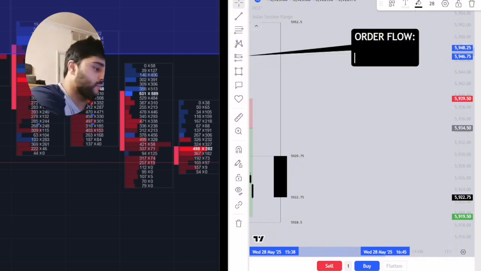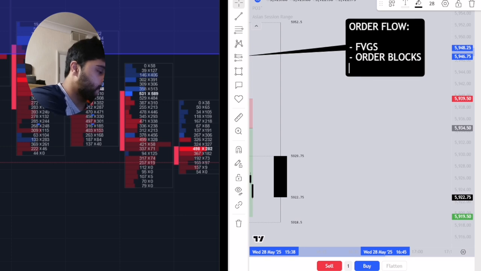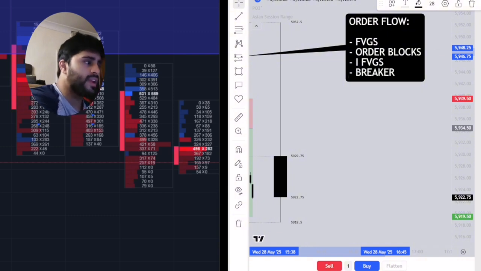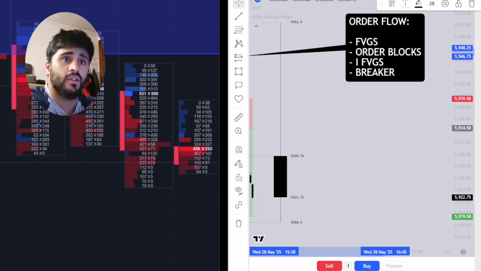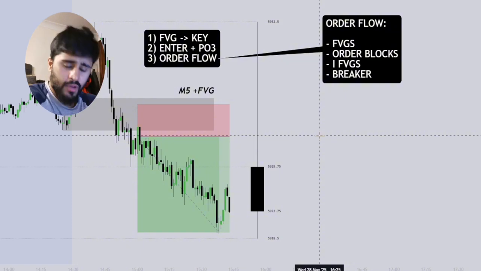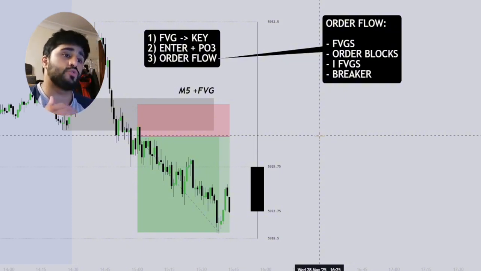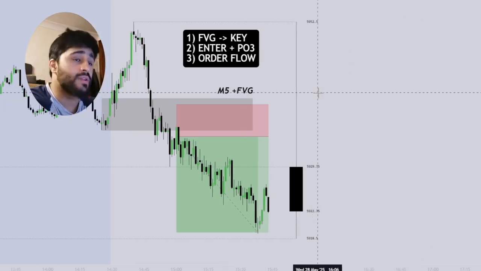Order flow is important when you're trading fair value gaps, order blocks, and I think people trade breakers as well. The whole thing is reliant on order flow. Order flow is essentially the buyers and the sellers. So if you don't understand order flow, you're setting yourself up to fail, because you don't know who is in control of the market. So when we're trading, again, we use these 3 things: fair value gap, entry plus PO3, and then we validate everything with the order flow.